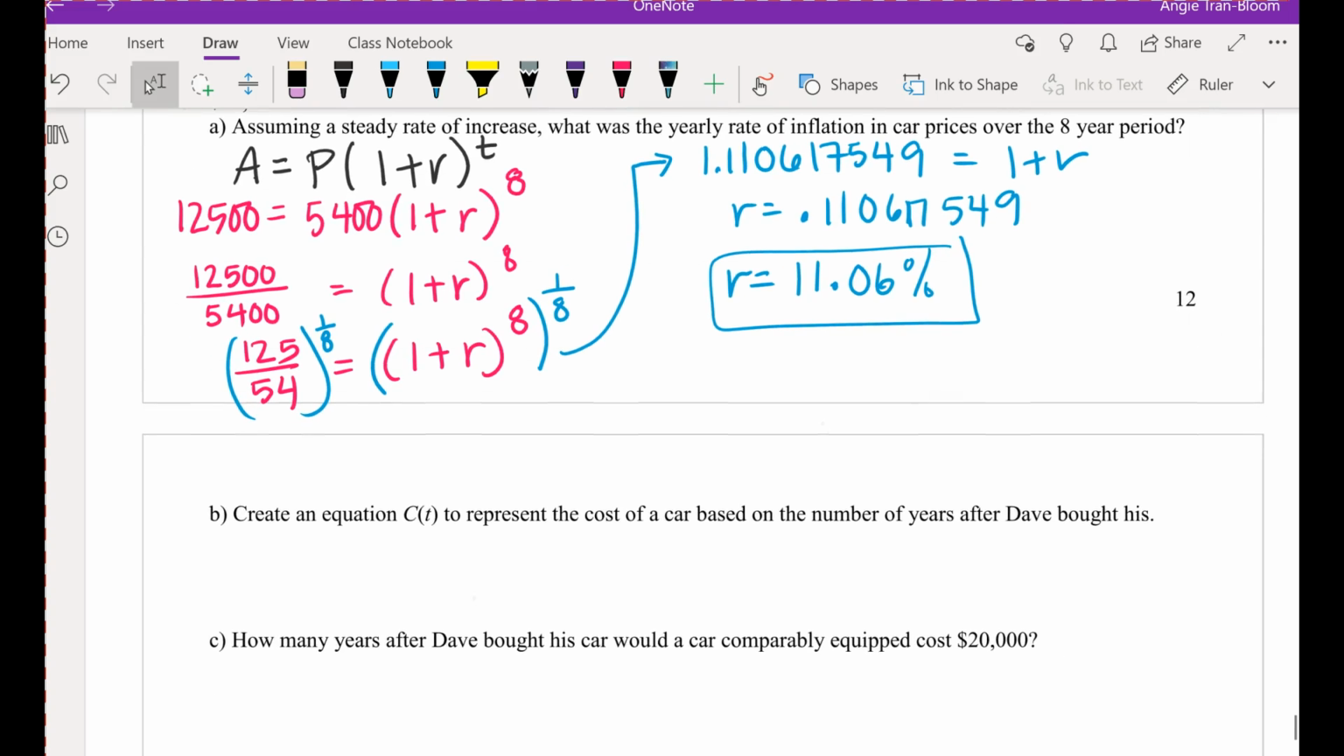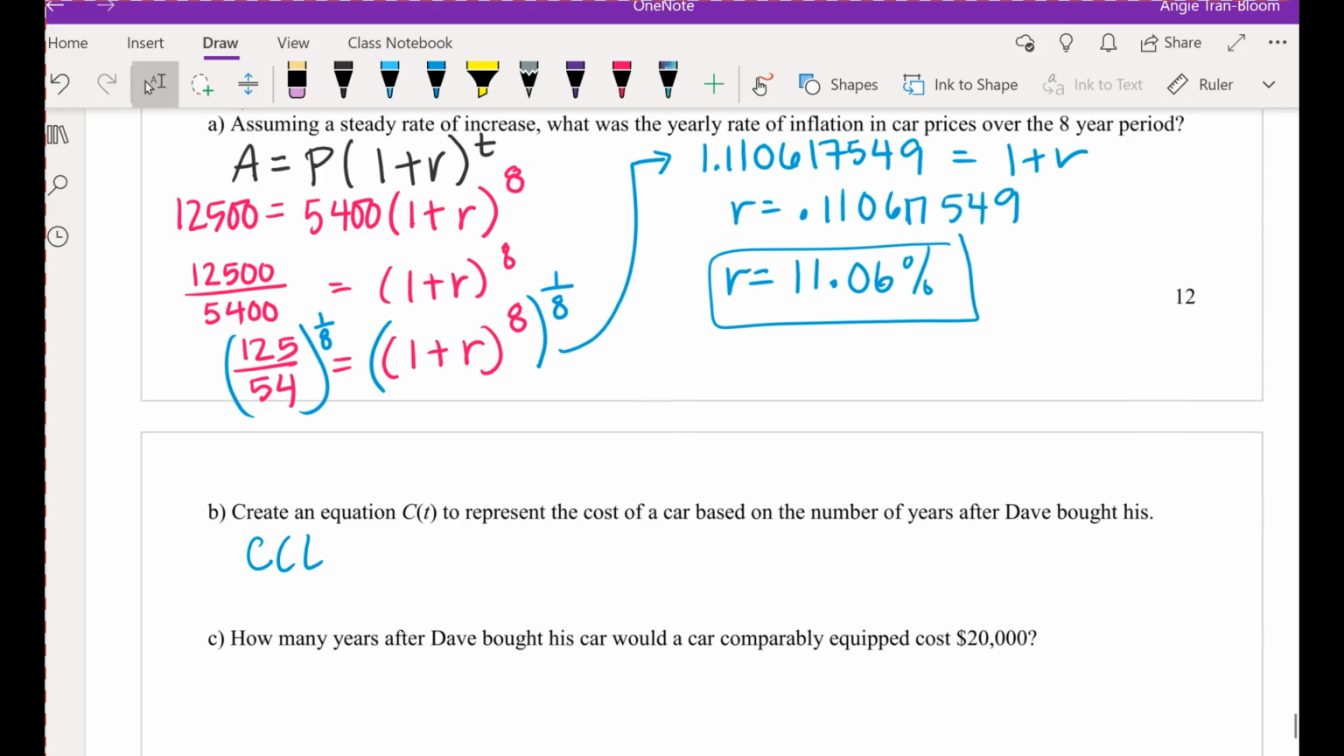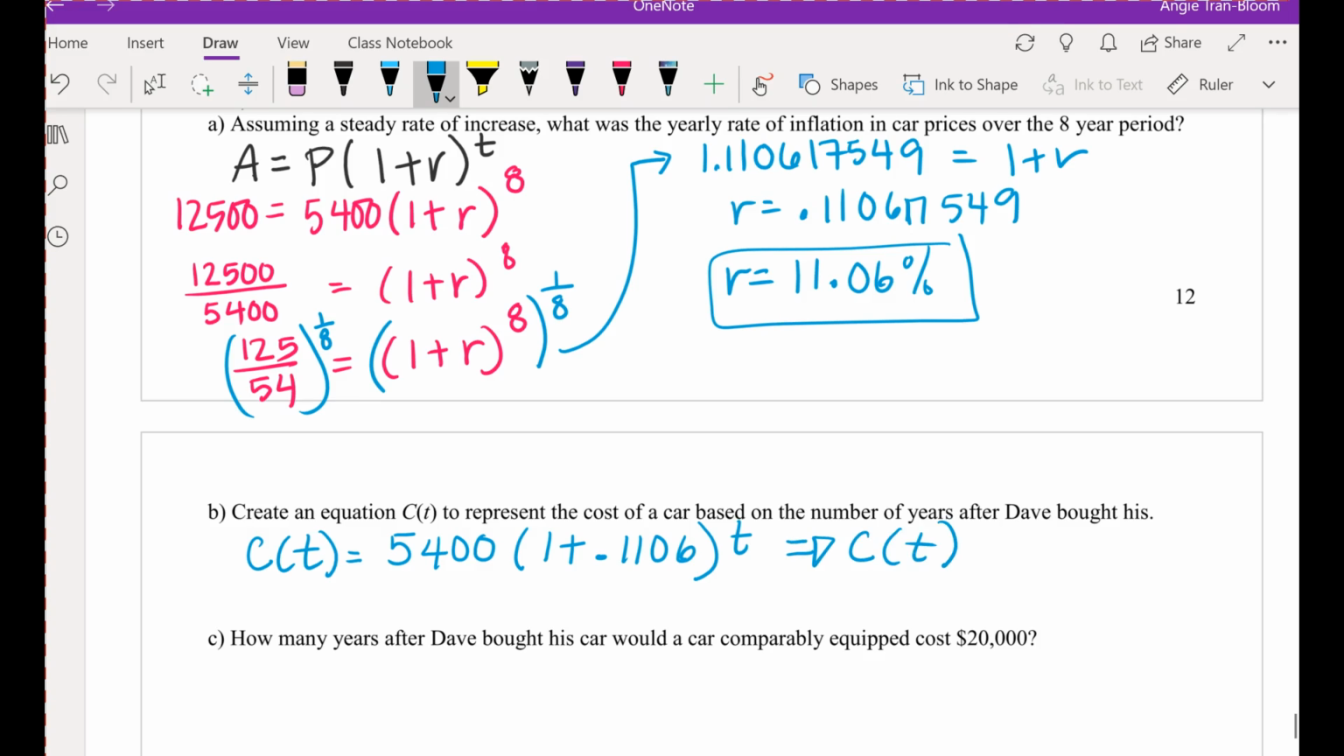Perfect. So now it's asking us to find C of t, which is an equation. We already know the beginning value, which was 5,400. We found the rate, which is 0.1106. And then remember, based on C of t, we want to leave t as t. And then we have to simplify this equation out to C of t equals, what's 1 plus 0.1106? It's 1.1106 to the power of t. So this one is the equation.